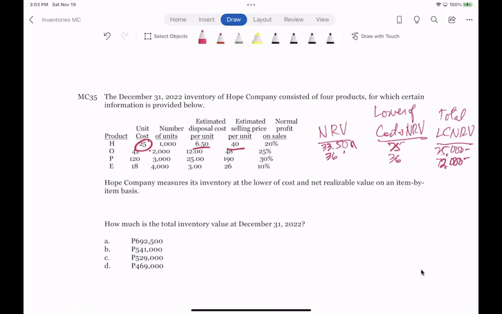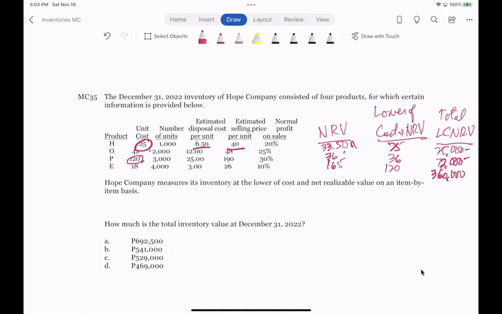And then for P, we have 120. Your selling price is 190 minus estimated disposal cost of 25. So that is 165. But the lower is 120. So this one is lower. Therefore, lower of cost and NRV is 120. So 120 times 3,000, that is 360,000.